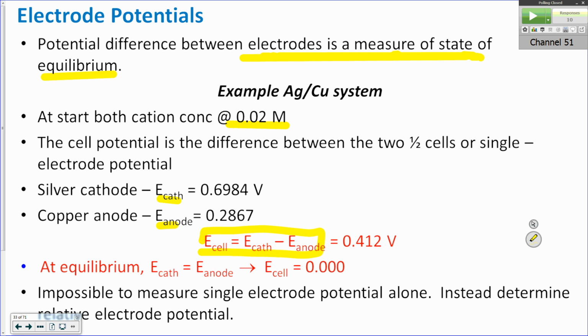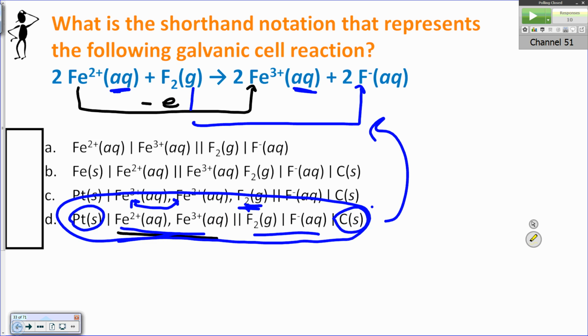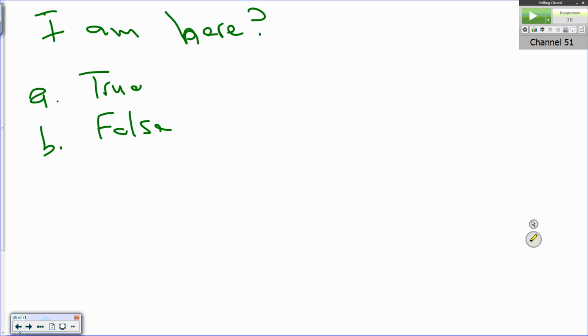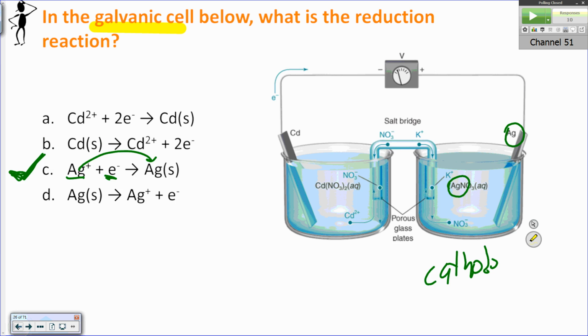Now the cathode potential, if I could measure it individually, is 0.6984 volts. The anode potential is 0.2867 volts, and the difference in the two is the 4.12 that we showed on the top of that slide. Okay. So what happens at equilibrium is that these two things become equal to each other, and E of cell equals 0. So just what the heck am I talking about? A couple of confused looks. I'm going to run back a few slides.